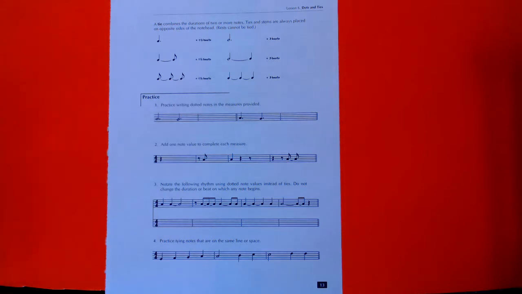Okay, this is the second half of lesson 6. And I divided these up just because they're pretty different. The other thing you're going to see is a tie. And of course, here we have a tie combines the durations of two or more notes.